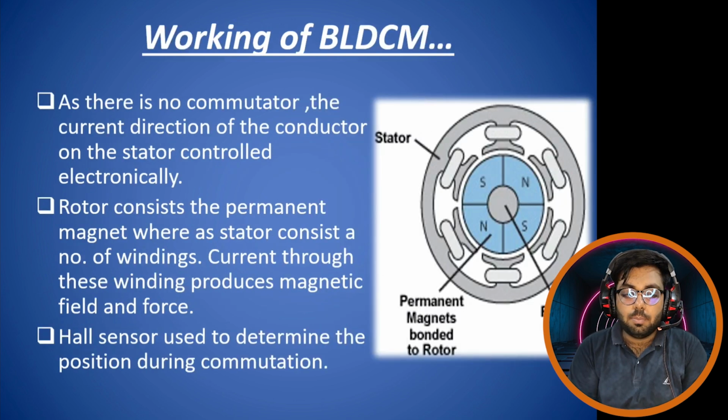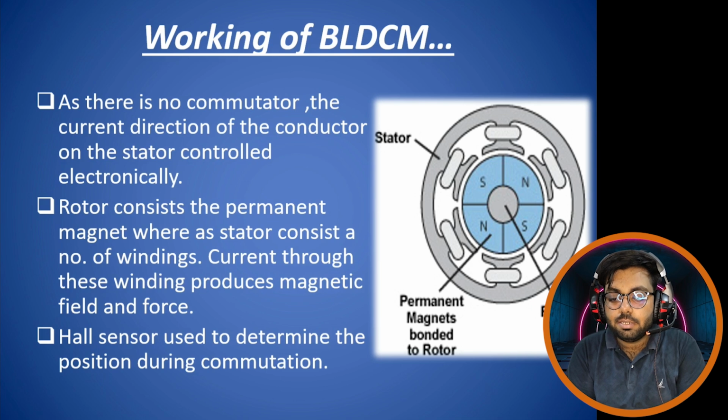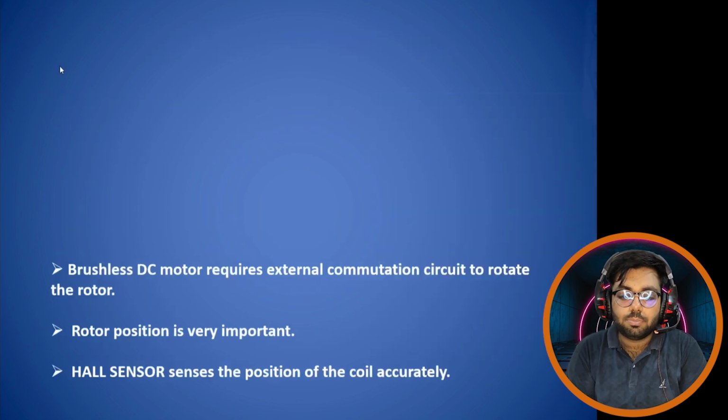Working of BLDC motor. Without a commutator, the current direction in the stator conductor is controlled electronically. The rotor consists of a permanent magnet while the stator has multiple windings. The current passing through these windings generates a magnetic field and force. A Hall sensor is used to determine the rotor's position during commutation, ensuring precise control of the motor.